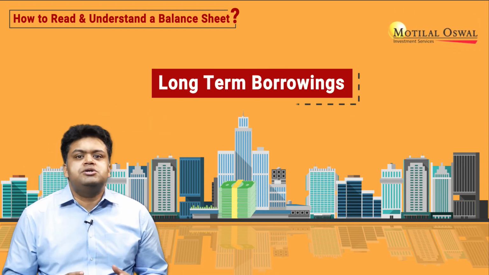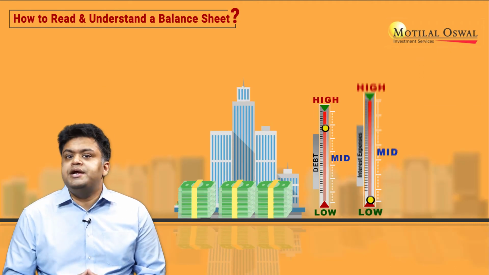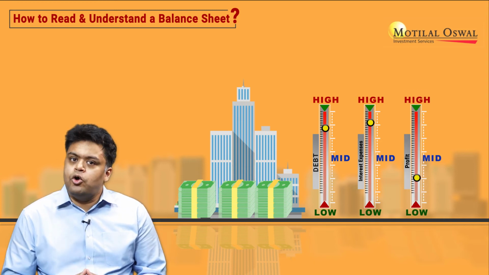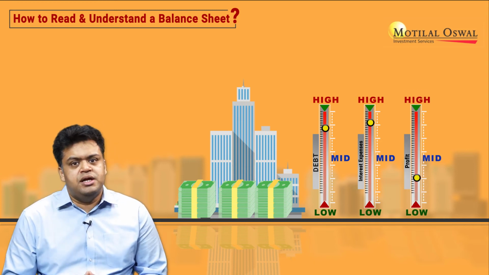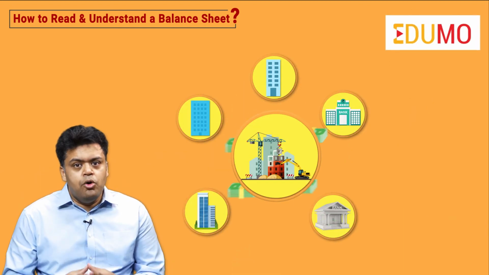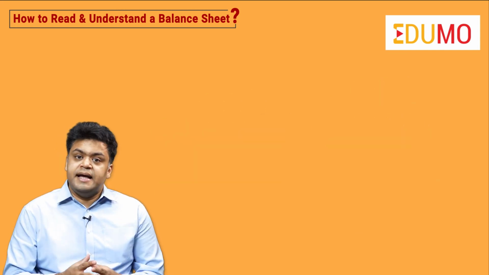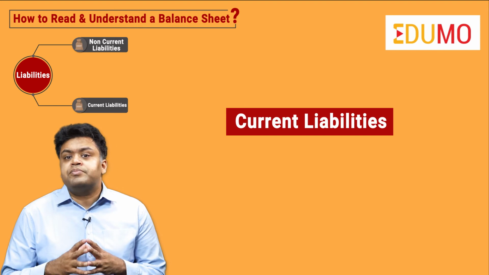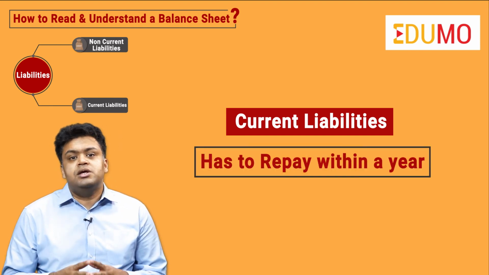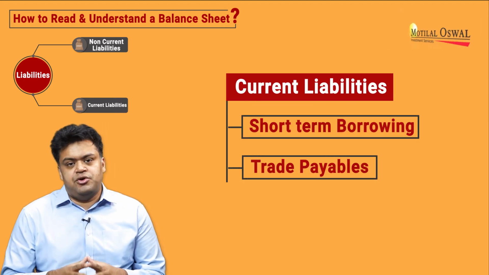This is one of the most important parts to be seen in a business. Too much debt will lead to higher interest expenses, leading to lower profits. Borrowing also varies from industry to industry. A manufacturing or realty industry will require more borrowings than an FMCG or an IT company. Next is current liabilities. They represent that part of money which the company has to repay within a year. For example, short-term borrowing, trade payables, etc.